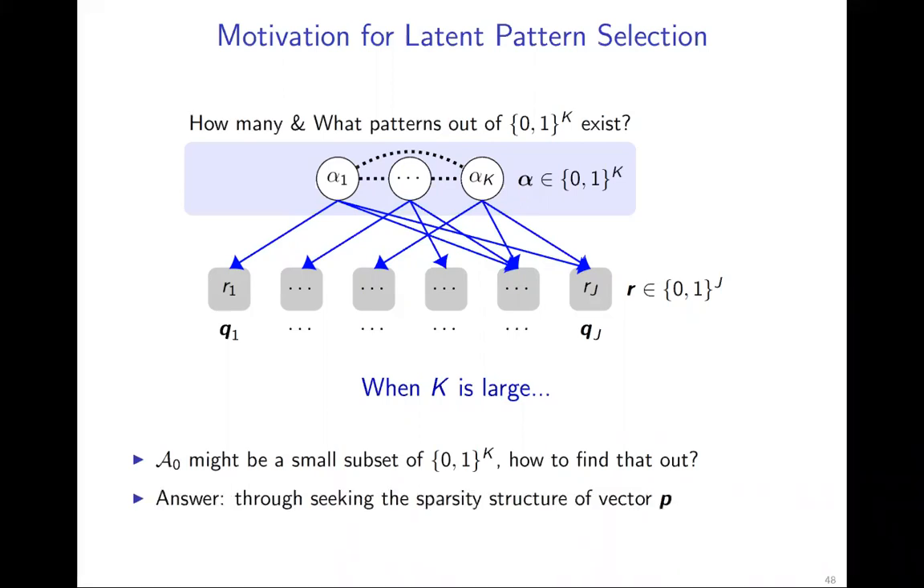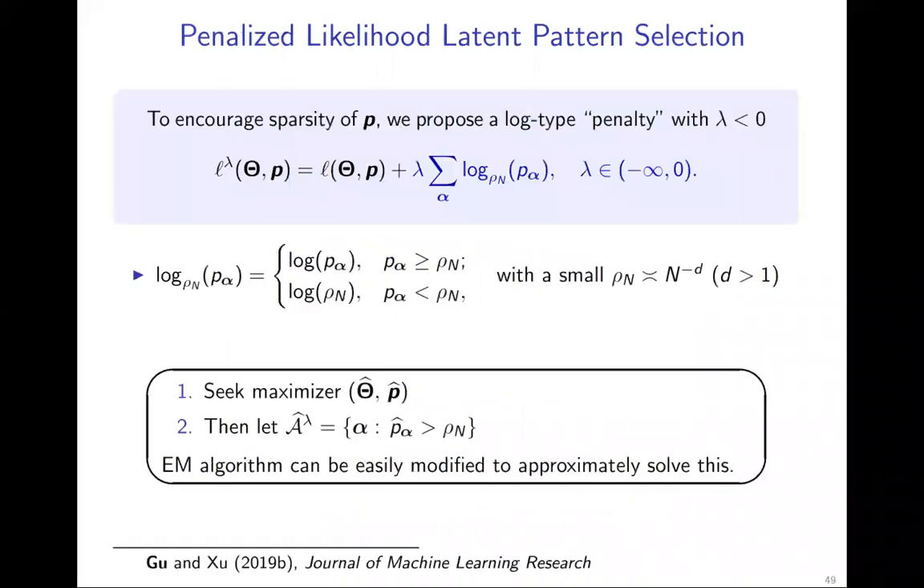So how do we find that out? Our answer is that we should seek the sparsity structure of this high dimensional vector P, which lives in a simplex. And here is our proposal. To encourage sparsity of this vector P, we propose a regularized likelihood approach. Here, L of theta and P denotes the log likelihood under the model setup. Note that the Q matrix implicitly plays a role here.